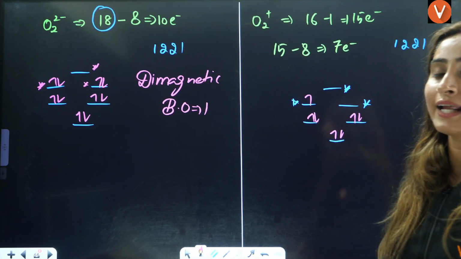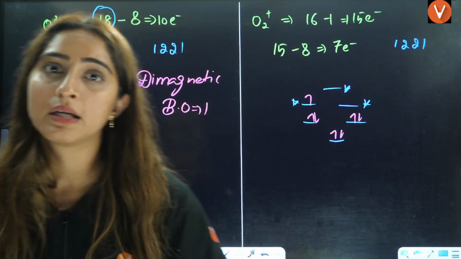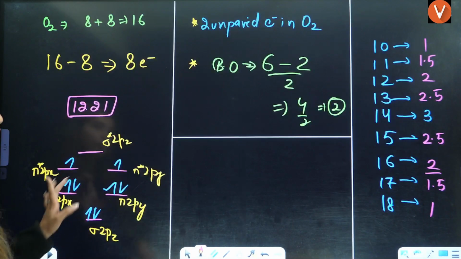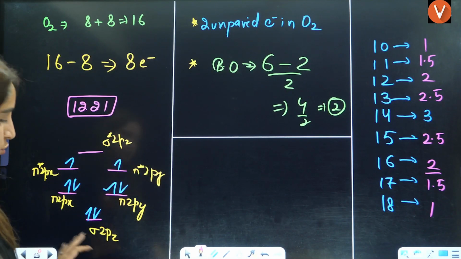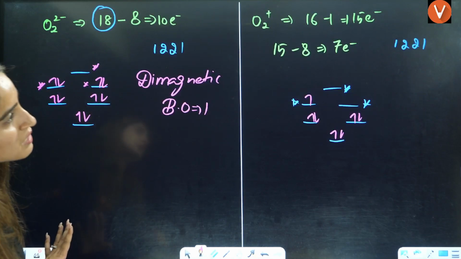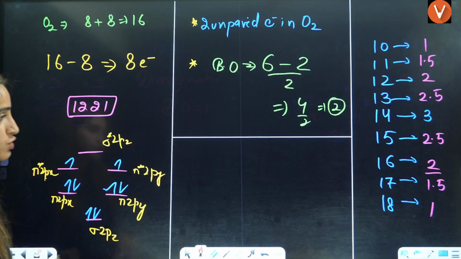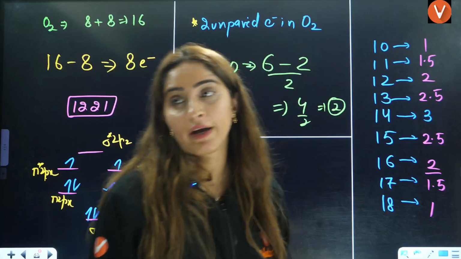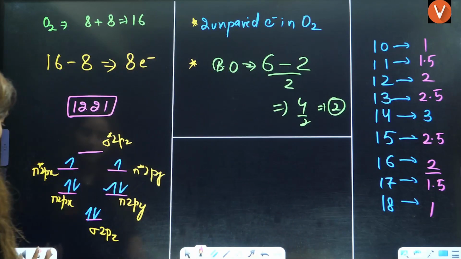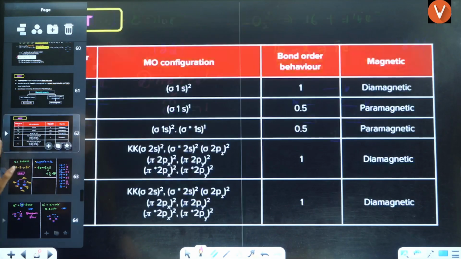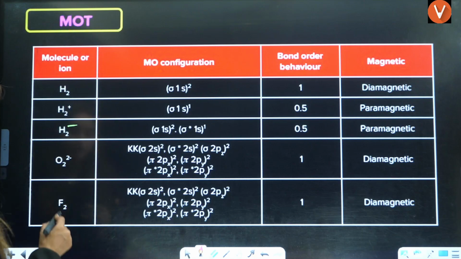It is paramagnetic with 1 unpaired electron, right? O2 is paramagnetic with 2 unpaired electrons. Here number of electrons are 15, right? So here bond order is going to be 2.5. Okay? Understood? Understood, students?